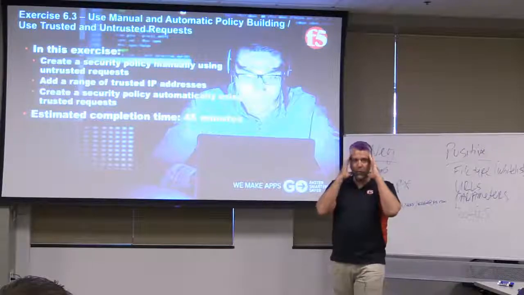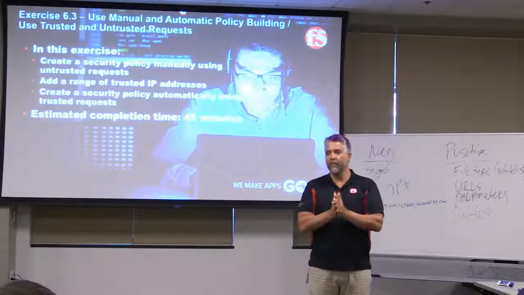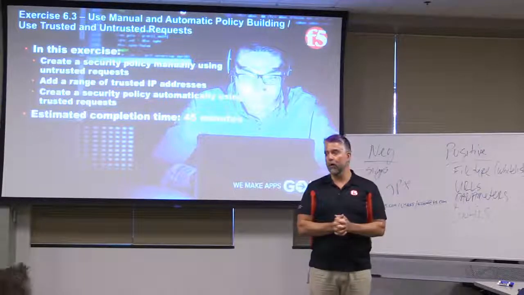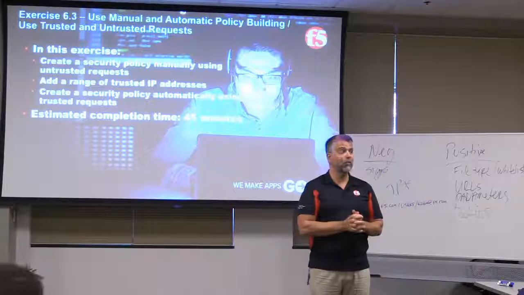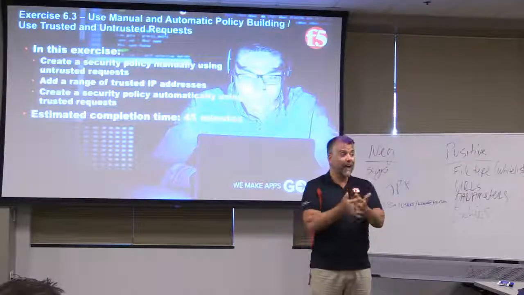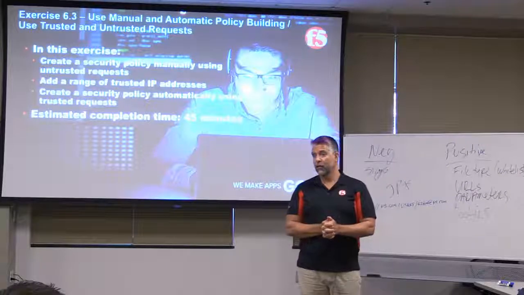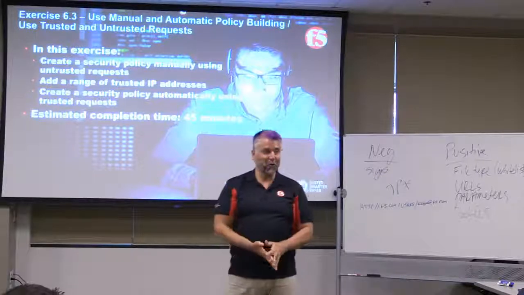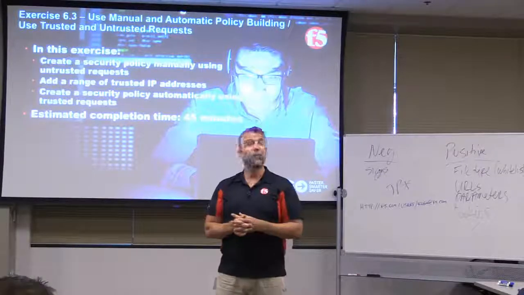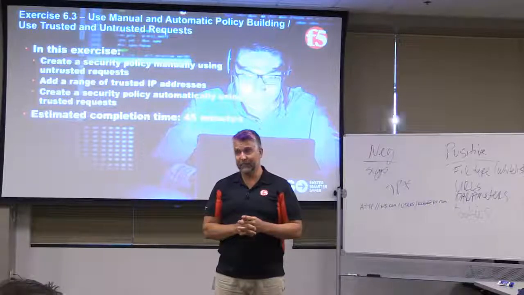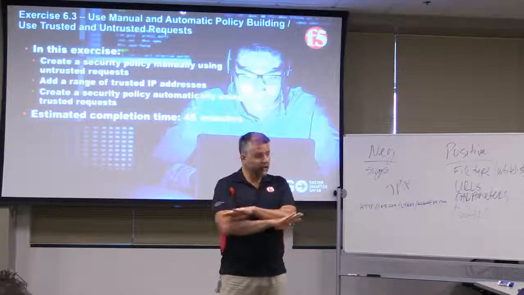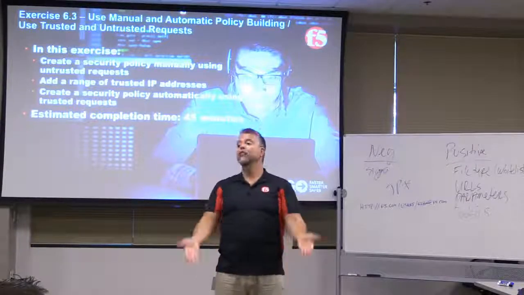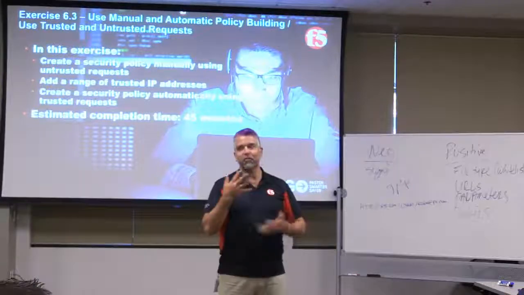So in this exercise, I really want you to see a couple of things. Like I said, you're going to first create a new policy in manual mode using only untrusted requests. And you should see learning scores going very slow. Then you're going to add a trusted IP range after the policy is created. And you should start seeing learning scores go much faster, but not being added to the policy because you're in manual mode. Then you're going to start with a brand new policy. You're going to recreate the policy, but this time you're going to do it in automatic mode using trusted IP addresses. And again, you should see a very different result.